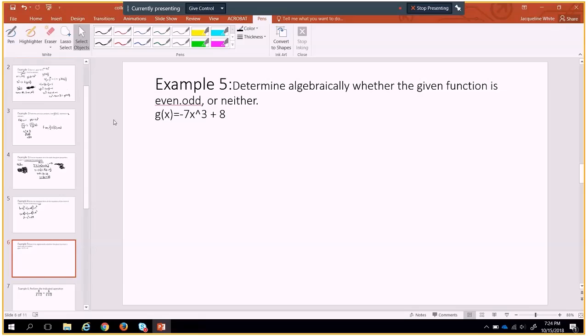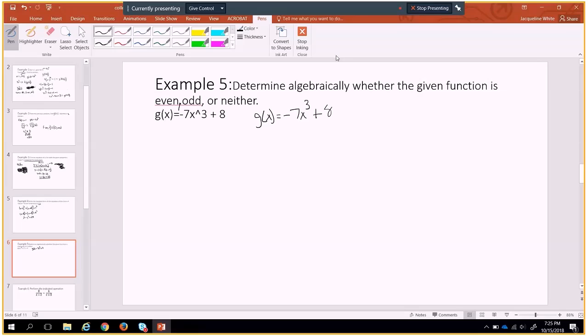All right, so determine algebraically whether the given function is even, odd, or neither. Okay, so we have that g of x is equal to negative 7x cubed plus 8. Let me just rewrite that. g of x is equal to negative 7x cubed plus 8.